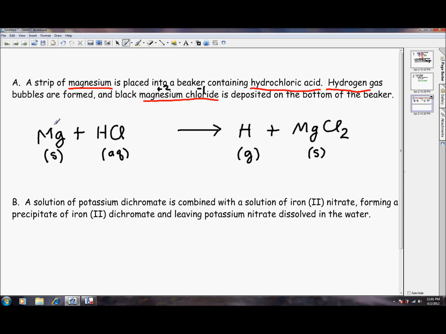We've got two elements in the reaction. We've got magnesium and hydrogen. They're not part of a compound. Magnesium is a metal, and diatomic elements are always nonmetals. So you look at hydrogen, and hydrogen is on your list.